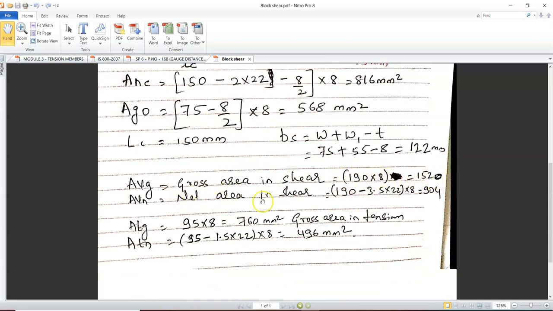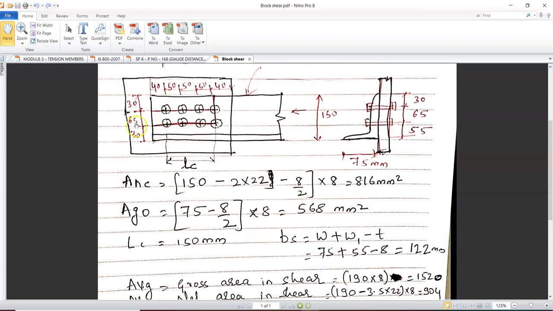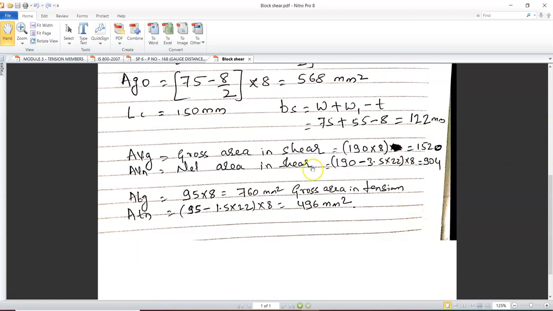Now coming to the net area under shear, taking the same line of shear, deducting the number of bolt holes, that is 1 bolt hole, 2, 3 and half of the fourth one, that is 3.5 bolt holes. That is 190 minus 3.5 into 22, into the thickness, which is 904 square mm, AVN.